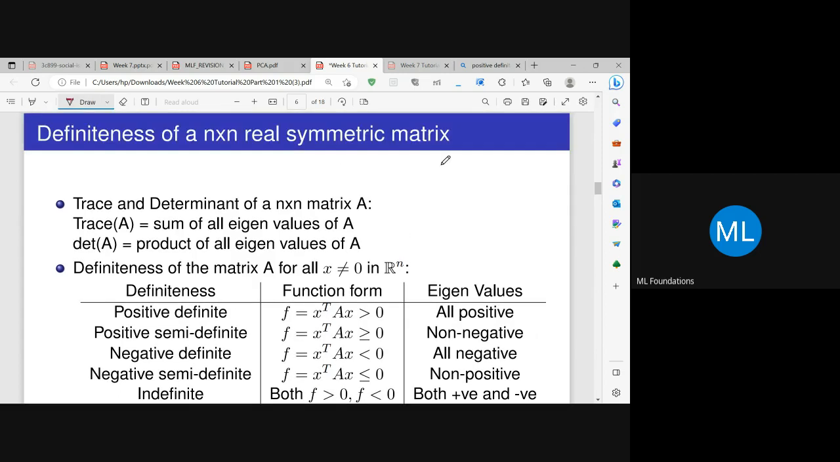For 2 cross 2, you can just check this value. If this is positive, you check the determinant. If that is also positive, you can directly say it's a positive definite matrix.